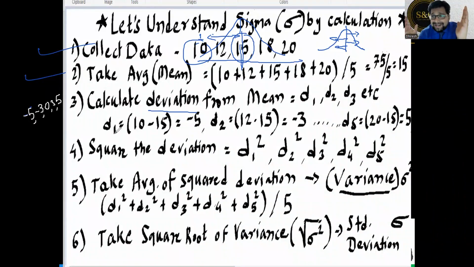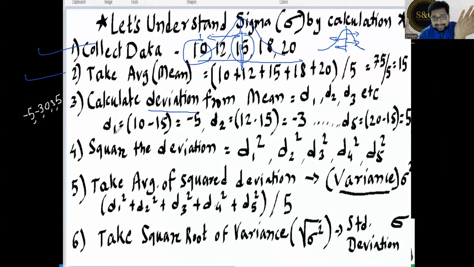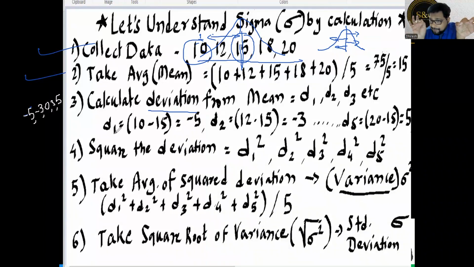Is there no deviation in our data from the mean? Do we have deviation, yes or no? Yes, we have, because 10, 12, 15, there is a deviation. There is a distance from every data point to the mean. But why then is the average distance coming 0? Because the minus and plus are clashing with each other, and they are becoming 0.